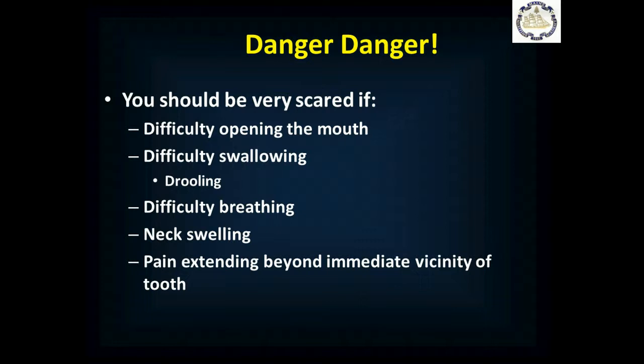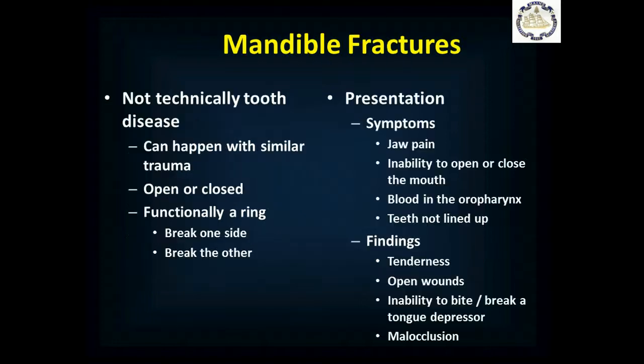It often means an infection has spread down into the soft tissues of the throat. If they have difficulty breathing, it means the same thing. If you look at the neck and the neck is swollen, particularly right under the tongue, that's very concerning. We've talked previously in other sessions about Ludwig's angina, the big infection under the tongue extending into the neck. That typically comes from a dental infection in the mandible spreading down, so that's very concerning. And really any pain extending beyond the immediate vicinity of the tooth should at least get your attention and make you think about things.